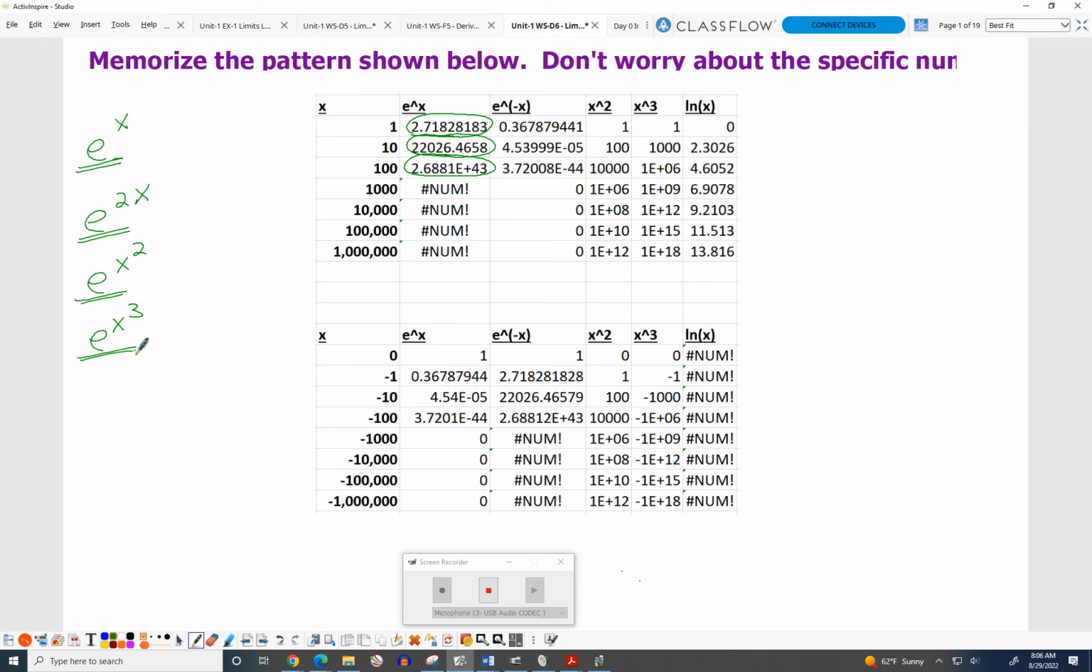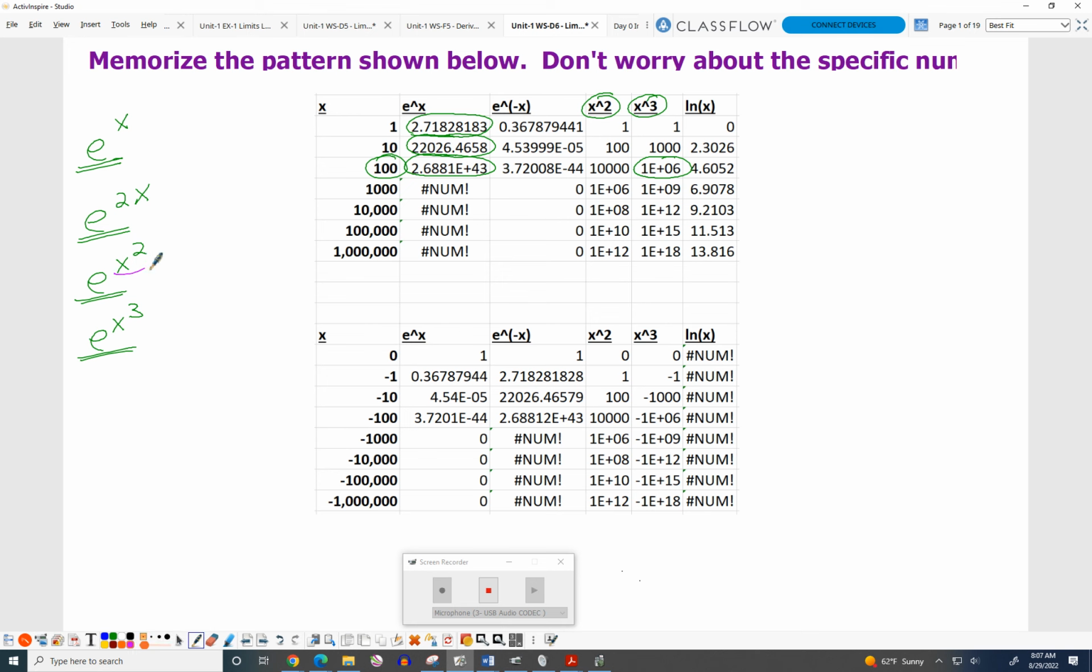Compare that to this one, x squared or x cubed. Notice, x cubed with a 100 plugged in is 1 million. That's not very large compared to a number that has 43 digits. Questions? So you have to memorize that comparison. If you're plugging in larger and larger values of x, exponential functions of this type are going to get large very rapidly.